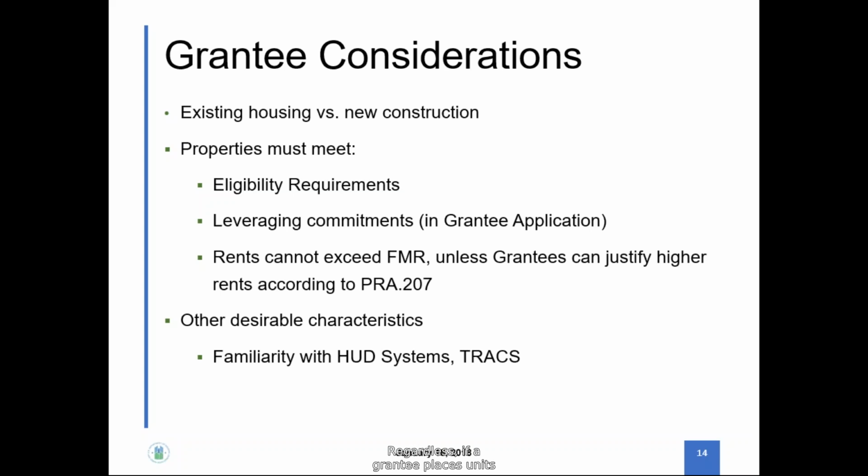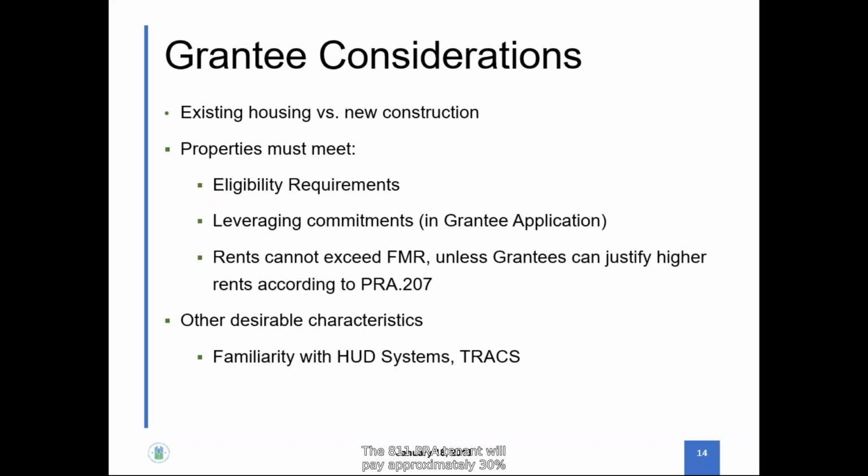Regardless if a grantee places units in existing or new properties, the properties must meet eligibility requirements. Eligible properties must charge allowable rents that are specified in a contract between the grantee, which is the state housing agency, and the property owner.